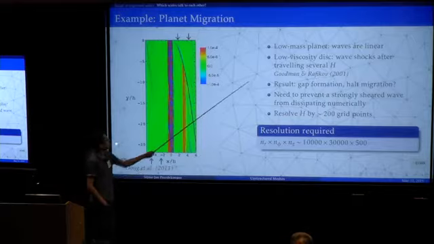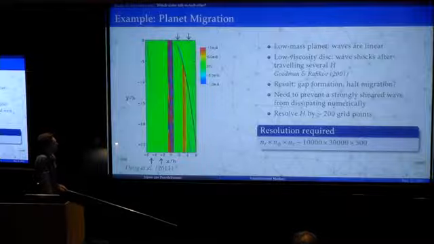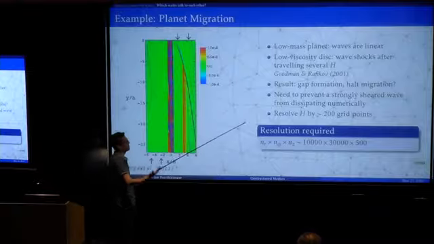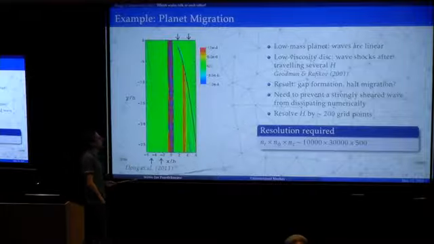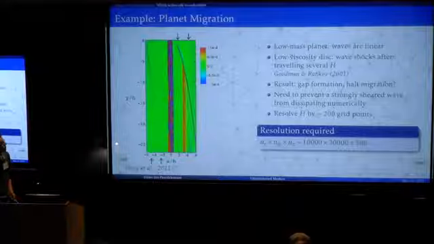This was of course shown in 2001 for the first time. And the results of this can be very interesting. You may get gap formation there. There's maybe a feedback on migration. If you want to do a numerical simulation of this, it turns out to be incredibly difficult.